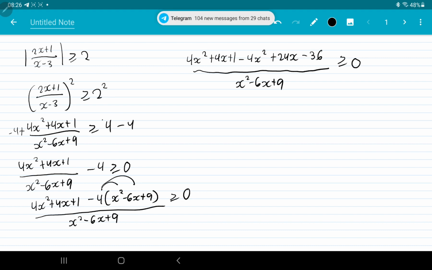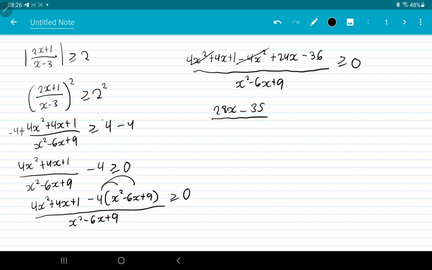Now we can simplify the numerator, where 4x squared minus 4x squared is 0. Then 28x minus 35, over x squared minus 6x plus 9, is bigger than 0. So right now, can we solve it? Yes, we can, by creating a number line.